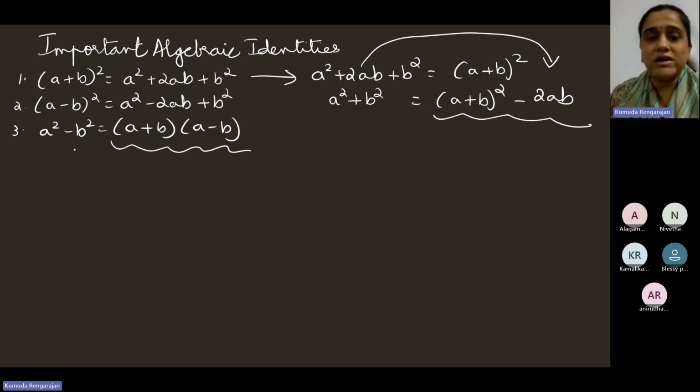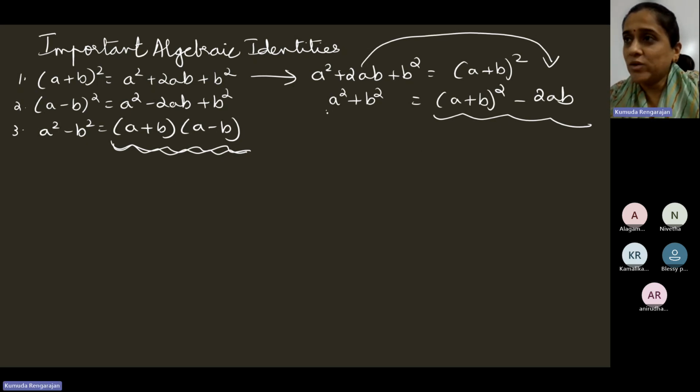An expression of the form a square minus b square can be expressed as a product of its factors, a plus b into a minus b. So these are the factors. A plus b is one factor, a minus b is the other factor. The product of the two factors is the expression a square minus b square. But a square plus b square, you cannot factorize further. You can just write it in a different way.